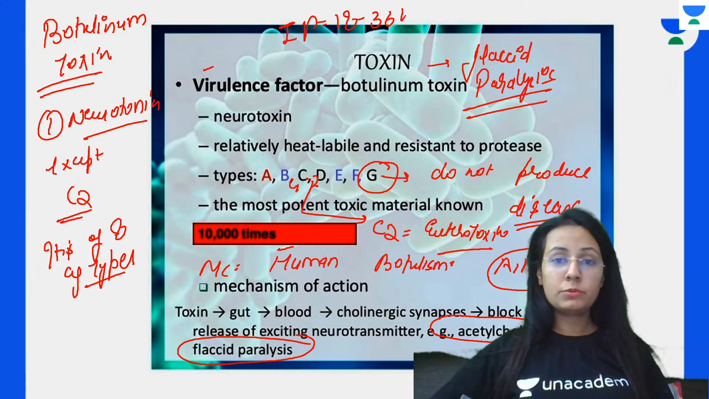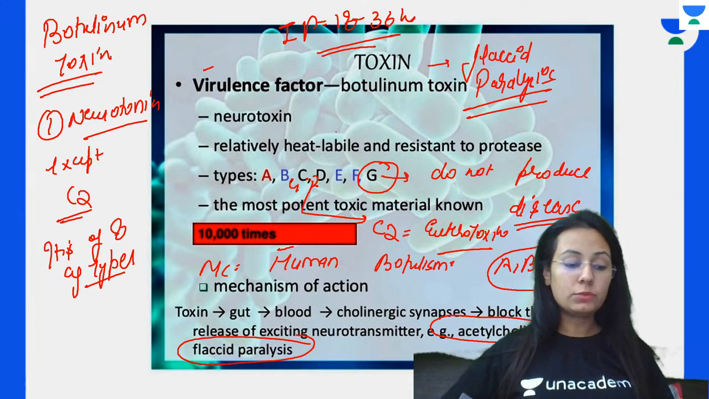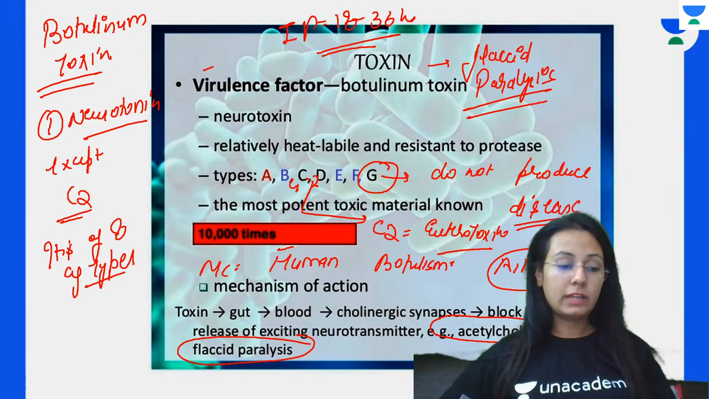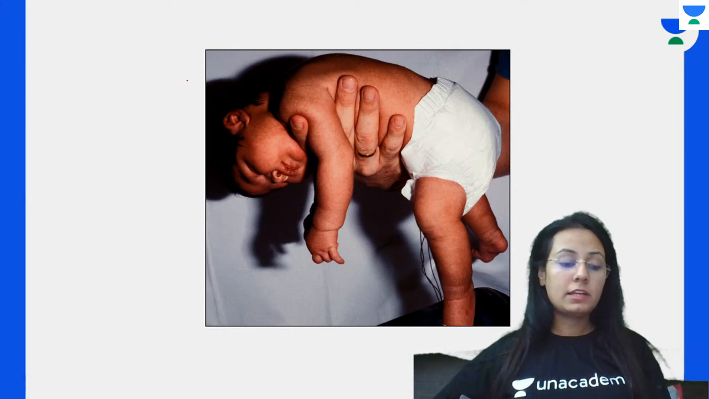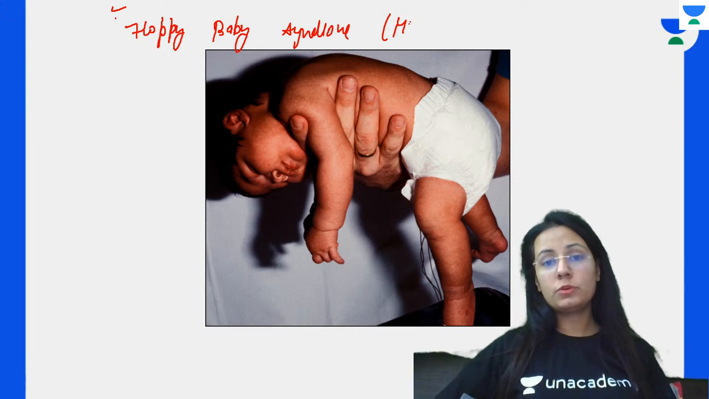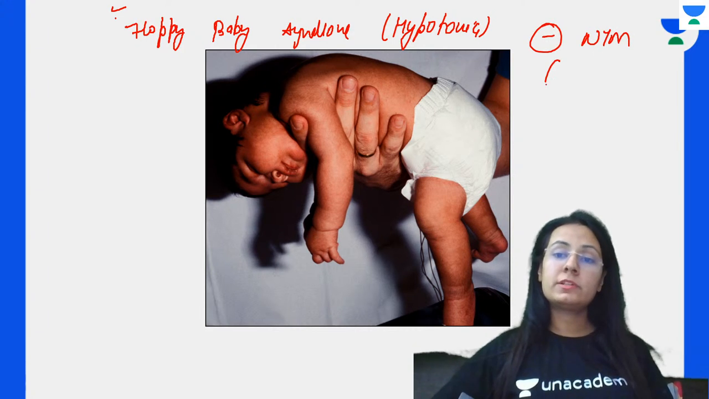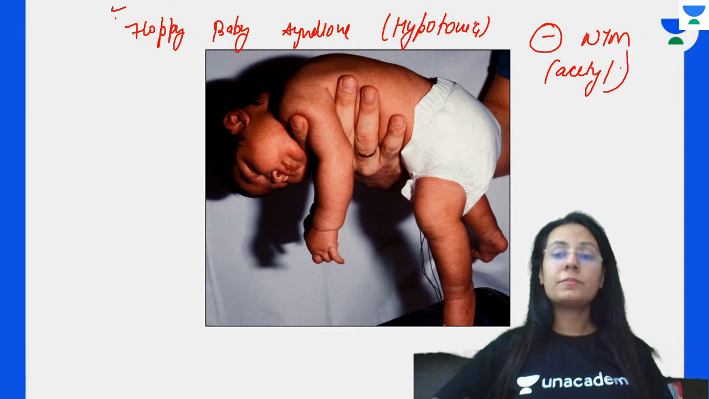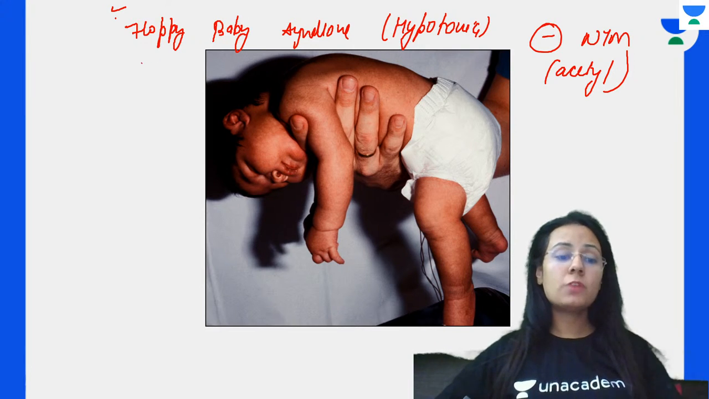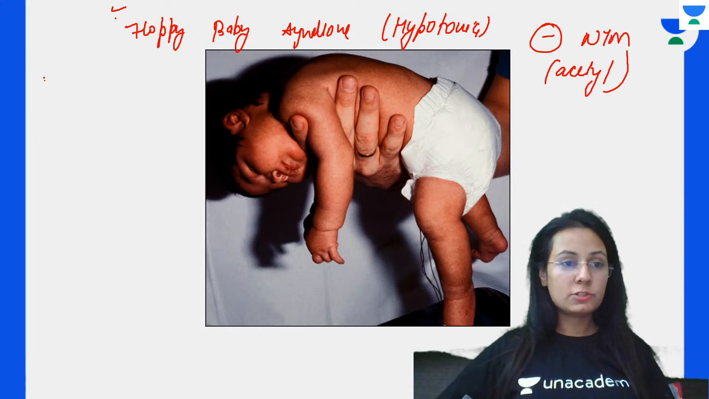Incubation period is around 18 to 36 hours. The patient will present with a history of consumption of canned food. Now, in infants, it causes floppy baby syndrome. Floppy baby syndrome is a condition of hypotonia, and it is due to inhibition of the release of the neurotransmitter acetylcholine, with the site of action at the neuromuscular junction on both pre and postsynaptic terminals.